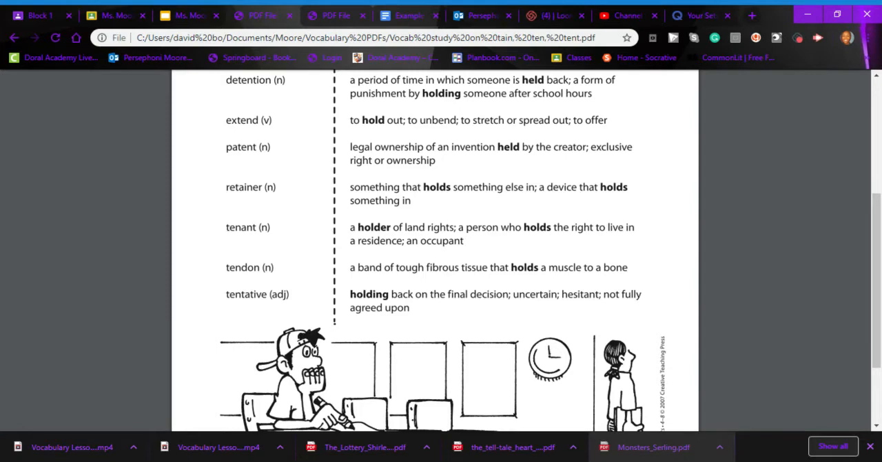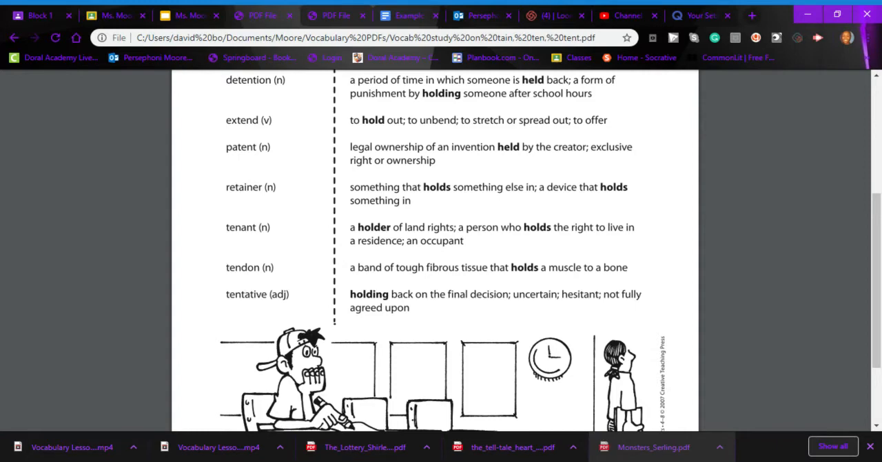Speaking from experience. A tenant is a noun. A tenant is a holder of land rights or a person who holds the right to live in a residence, and an occupant. We are all tenants in our house. We are on our parents' lease. You might not have to pay rent, but they do have to know the occupants or the tenants that are going to be residing in the house. So if you live in your house, you are a tenant. If you live in an apartment, you are a tenant.